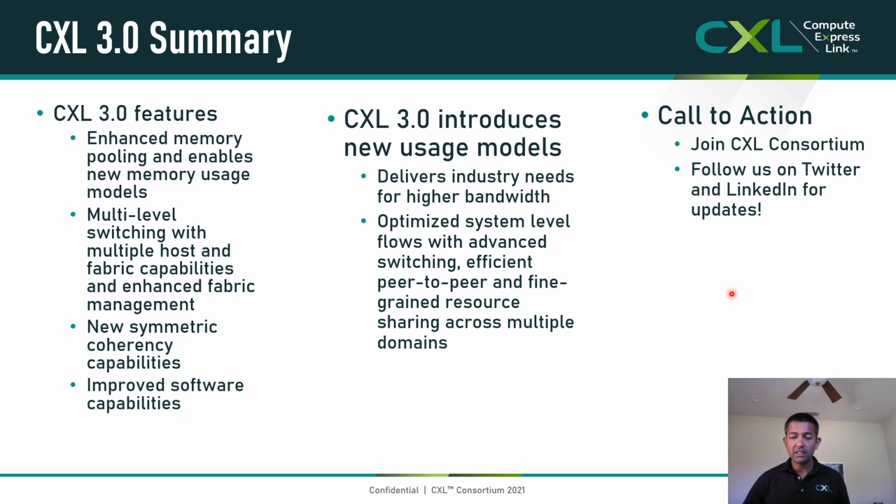All of these features that we introduced with 3.0 are really addressing new usage models that are being brought into the consortium through CXL member companies. These usage models center really around the need for higher bandwidth as well as optimized system flows. It's not sufficient now to just double the bandwidth and not address the fundamental limitations to how that bandwidth can be consumed. And CXL 3.0 is fundamentally about doing both.